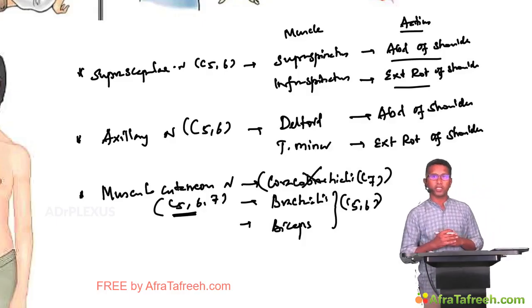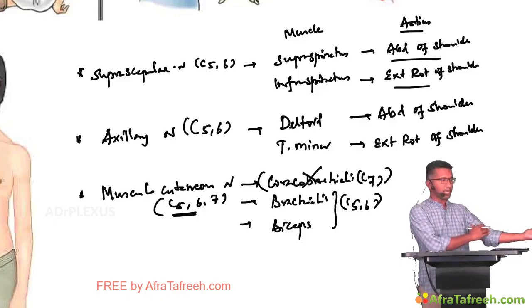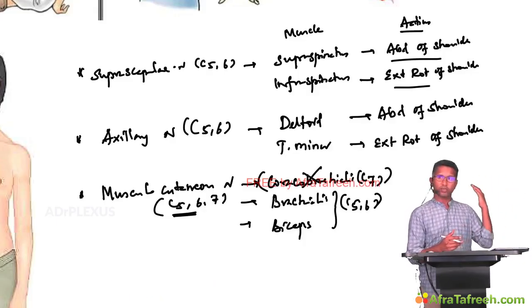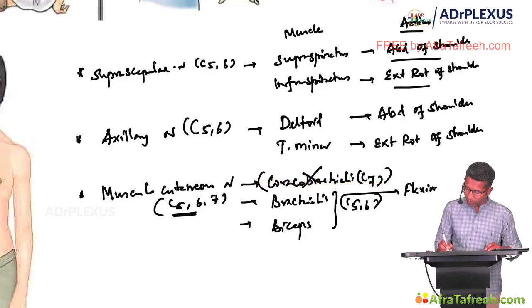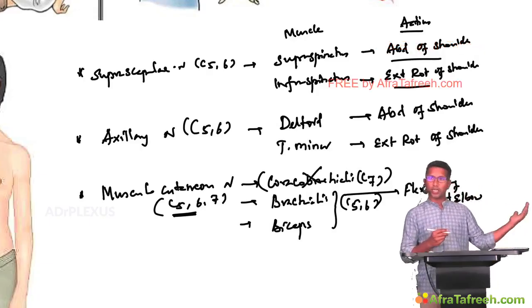Now, can anybody tell me what is the function of the brachialis muscle? Brachialis helps in flexion of the elbow joint. So when brachialis is not working, flexion of the elbow does not take place, because this is the flexor of the elbow.